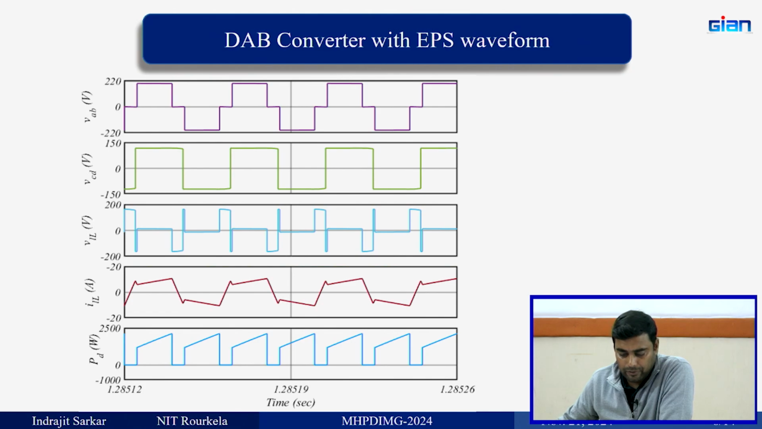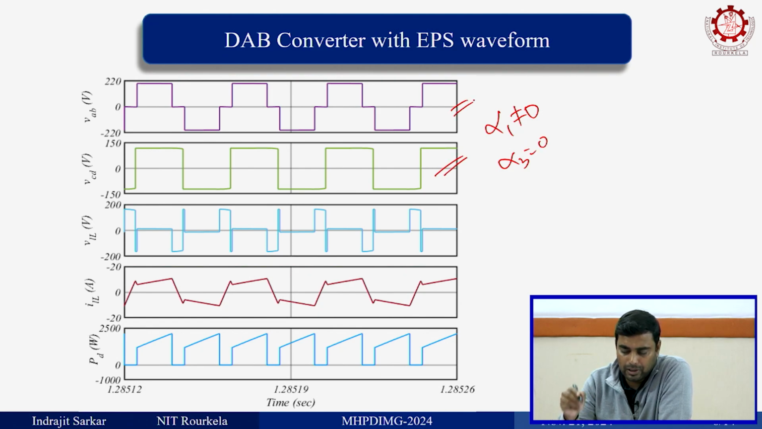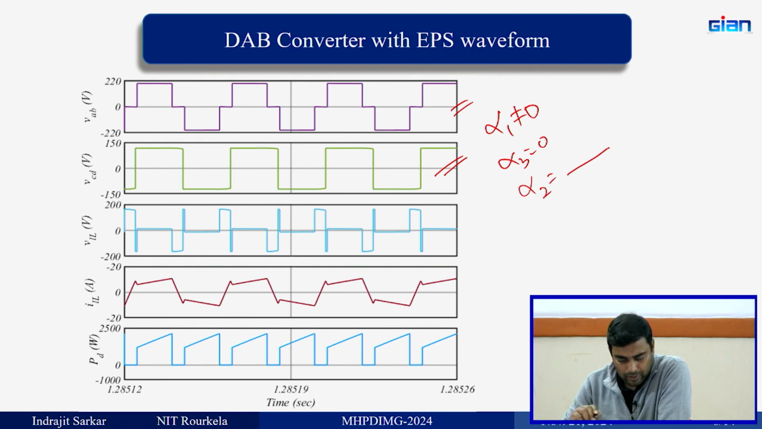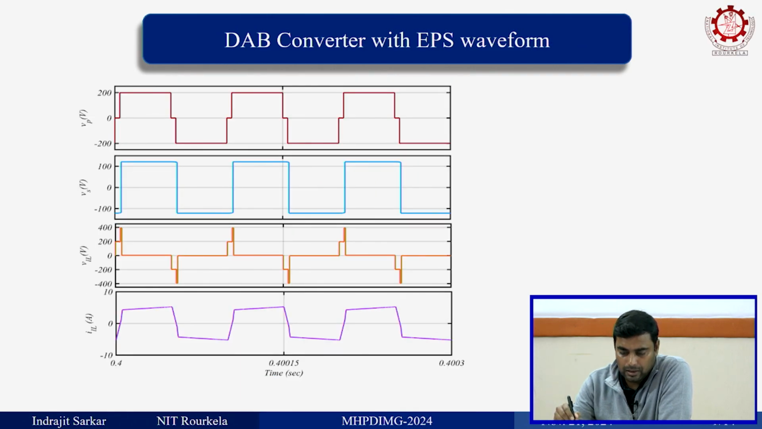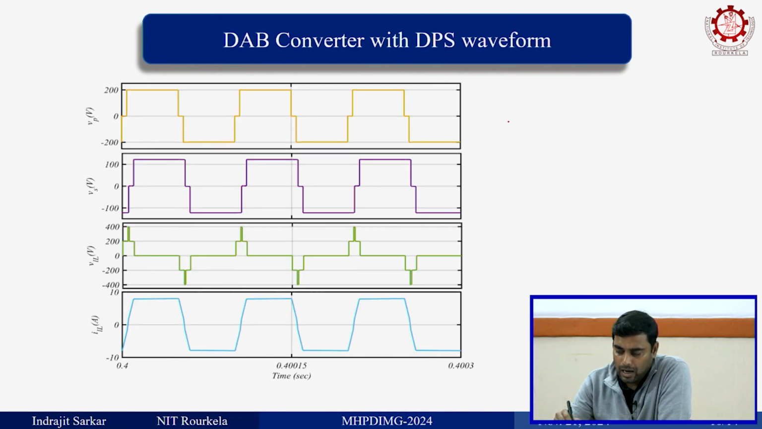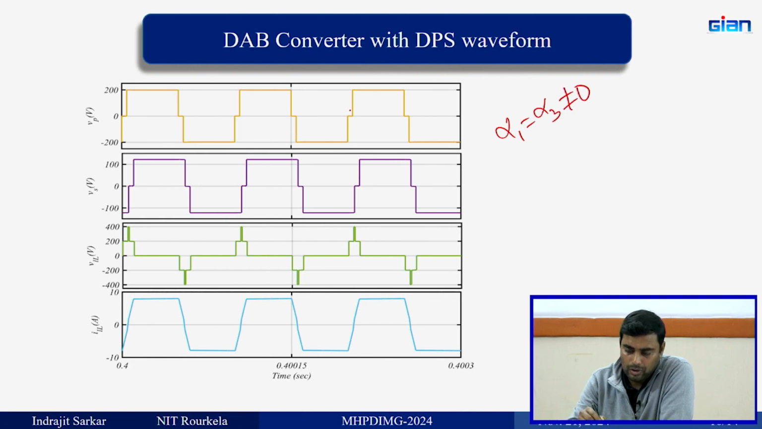Then in EPS, you run with alpha 1 not equal to 0 and alpha 3 equal to 0. So the secondary voltage is a square wave and the primary voltage is a quasi square wave, and then you play with alpha 2 and get the result of output power. In DPS, alpha 1 equals alpha 3 not equal to 0, so internal phase shifts are there for both the bridges.